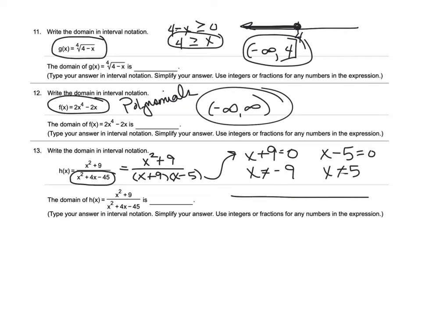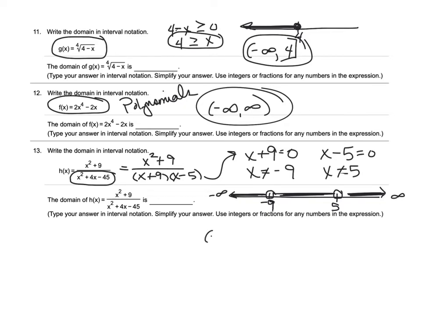Okay, so if you were to draw it out, here you have negative 9, and here's 5. It cannot be those numbers, but it's everything else. Look, they're going to ask you for this in interval notation, so sometimes it helps to draw it out. But the way we would write the answer for this, we always start from least to greatest, right? That goes from negative infinity to positive infinity.